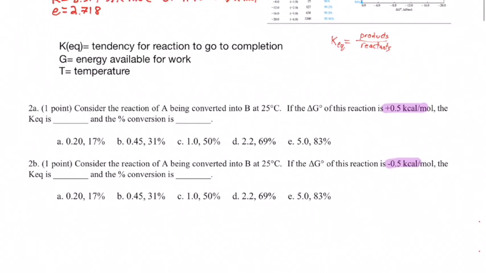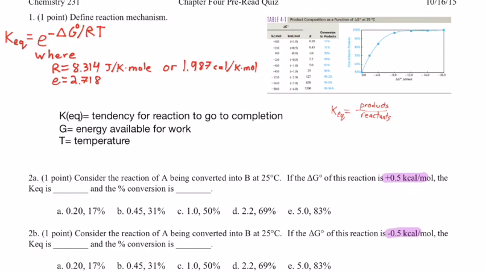Alright, so for 2a, we want to consider the reaction of A being converted into B at 25 degrees Celsius. If the delta G of this reaction is positive 0.5 kilocalories per mole, the K equilibrium is blank and the percent conversion is blank. And then 2b is the same thing, but we have a negative delta G instead of a positive delta G. So it's the same concept, so we can do them both together. And by using this top equation over here, which compares K equilibrium to our Gibbs free energy.